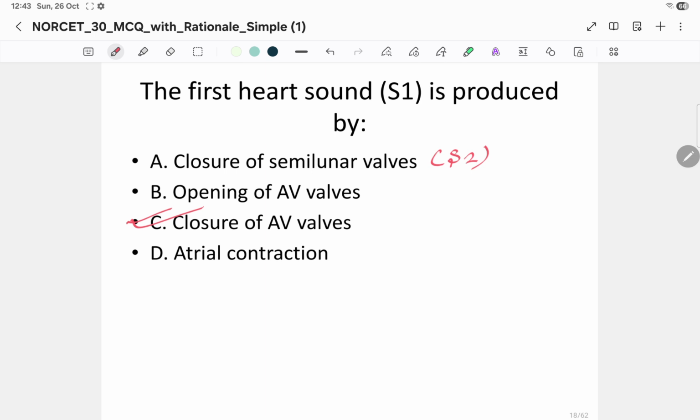So semilunar valves, we have two: the pulmonary valve and the aortic valve. Clear?